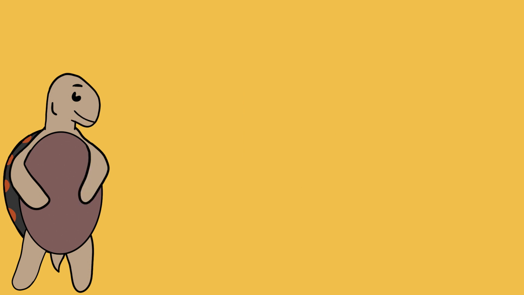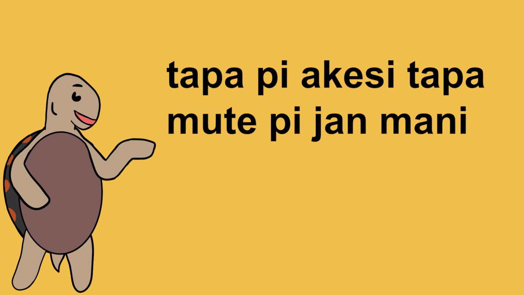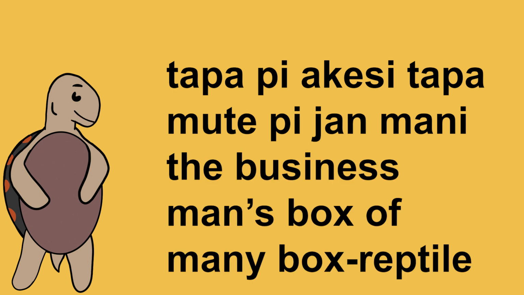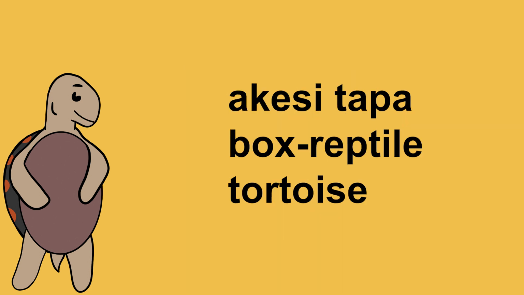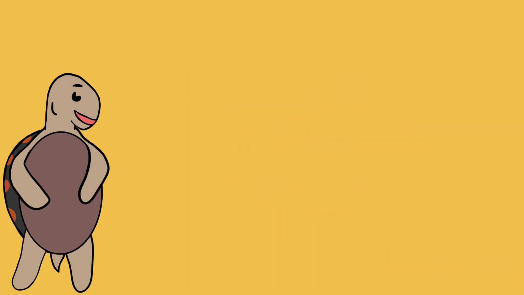Lastly, I have a really complex expression for you. Supa pi akesi supa mute pi jan mani. This would mean the businessman's box of many box reptiles. Box reptiles would be tortoises, by the way. Try out more pi sentences in the comments.